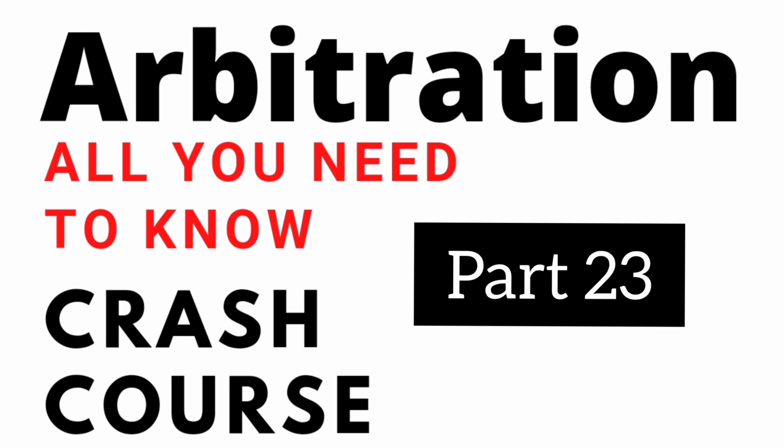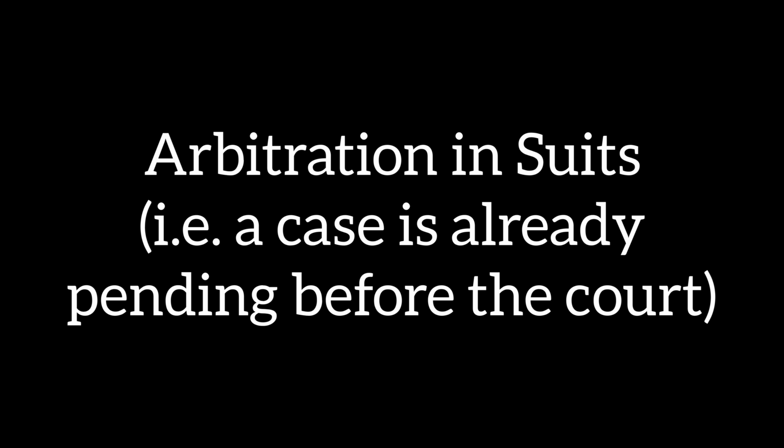This is part 23 of the revision lecture series on arbitration. In this lecture, we're going to look at the third possible category, that is the third mode of arbitration that is mentioned in the Arbitration Act 1940, and this is pertaining to arbitration in suits, that is arbitration where there is already a suit, there is already a case pending before the courts.